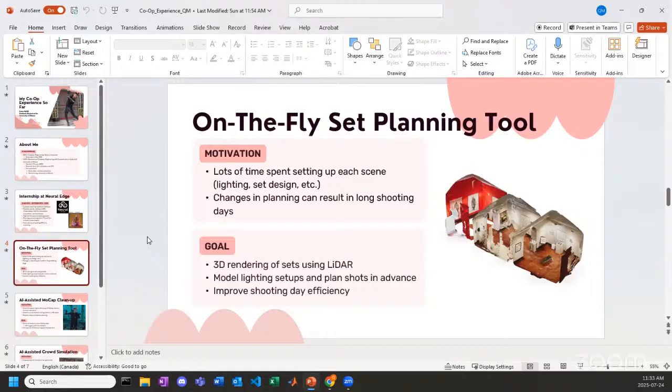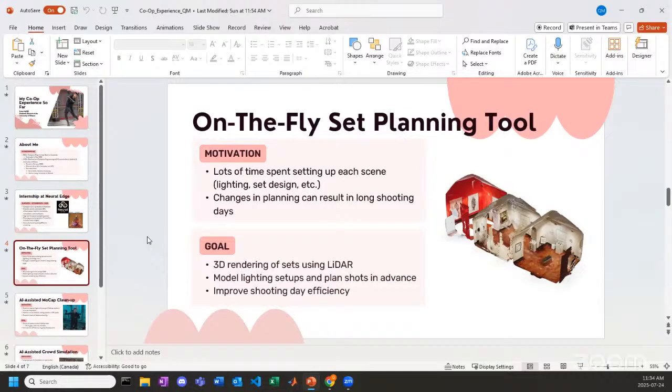One project that they're looking at right now is this on-the-fly set planning tool. The motivation behind this is that there's a lot of time spent setting up each scene during TV and film. So that's dedicated to setting up lighting rigs, set design, things like that. And it means there's a lot of downtime on set that could be used more productively. There's also changes in shoot planning that can result in really long shooting days.